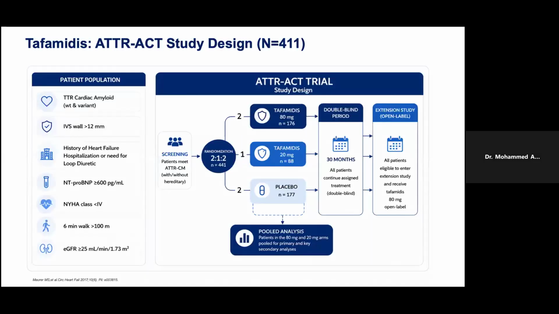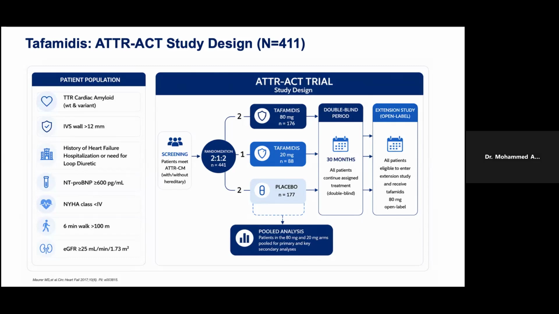the ATTR-ACT trial. This was a multicenter, randomized, double-blind, placebo-controlled trial that enrolled around 400 patients with either wild-type or hereditary type. The eligible patients had symptomatic heart failure or ATTR symptoms with evidence of cardiac involvement, including increased ventricular wall thickness greater than 12 millimeters, history of heart failure hospitalization or diuretic need, with elevated N-terminal proBNP of more than 600, as well as a 6-minute walk distance of more than 100 meters, with preserved kidney function and ejection fraction more than 25.